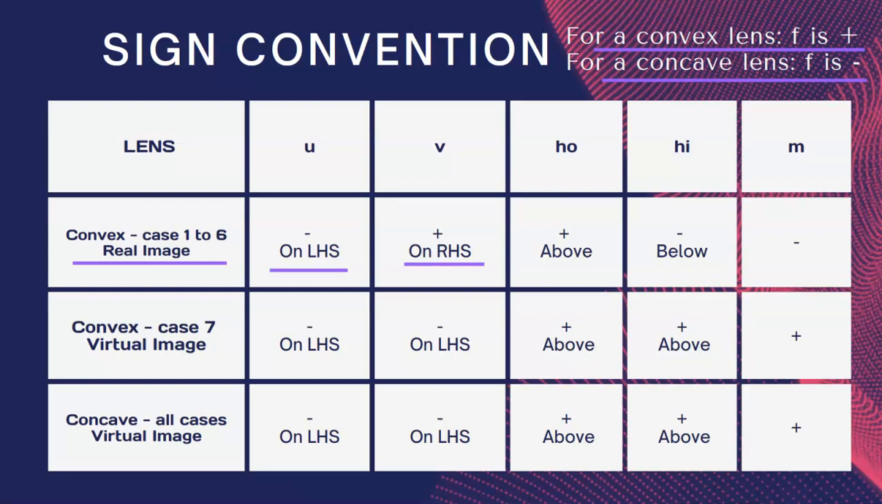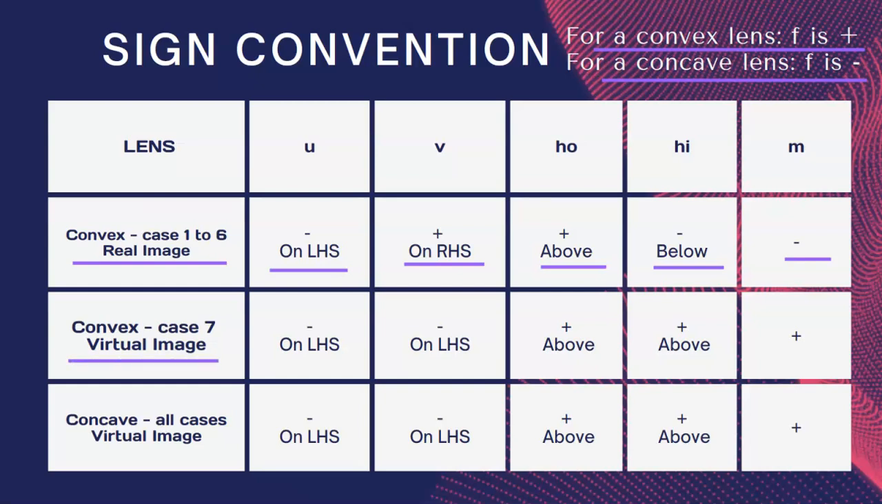If we talk about height of object, object is always above the principal axis, and hence height of the object is positive. All the heights above the principal axis are positive. All the heights below the principal axis are negative. So the image formed is real, hence it is inverted and is below the principal axis. So HI will be negative. Magnification in this case will be negative because magnification is HI upon HO, that is a minus upon plus, that is negative.